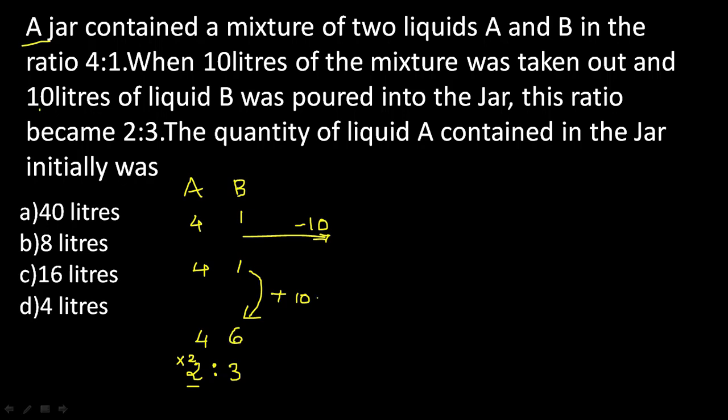So here what they are adding, this 10 liters is the actual value. How many units is it? It is 5 units, 1 to 6, so 5 units. So 5 units is nothing but 10 liters. Okay, what they are asking is the quantity of liquid A contained in the jar. So 5 units is 10 liters, so 1 unit is 2 liters. The question asks for A, that is 4, so 4 units is 8 liters.